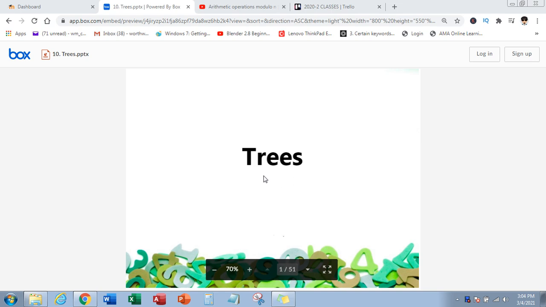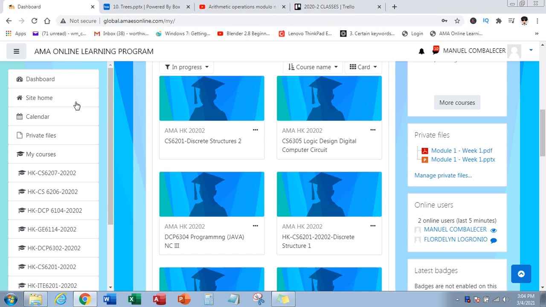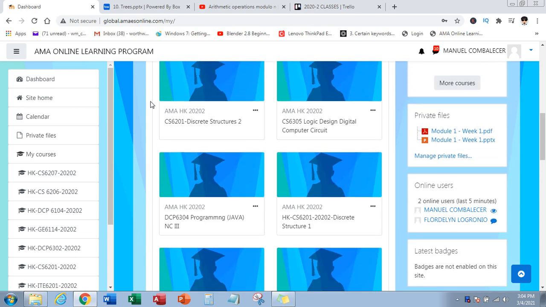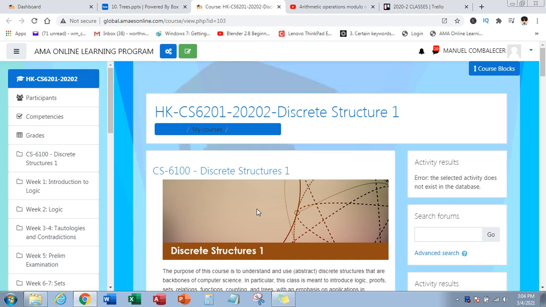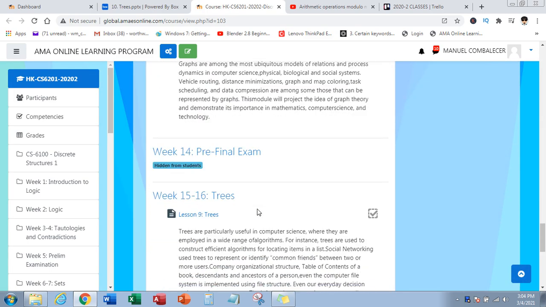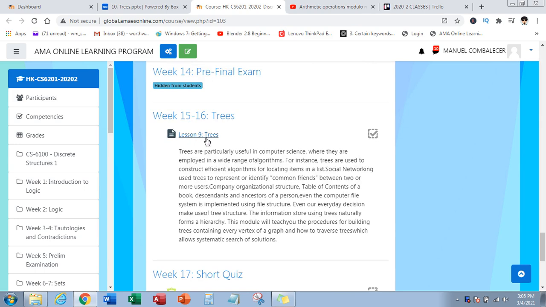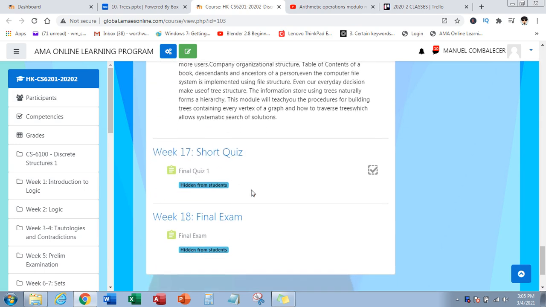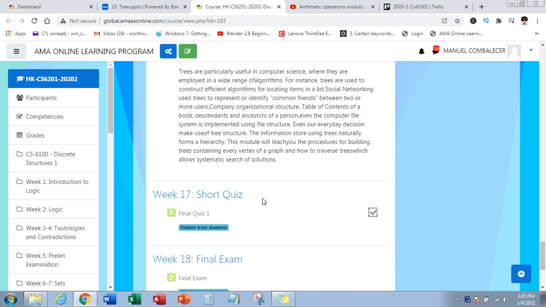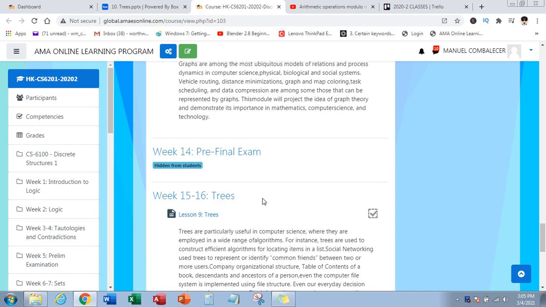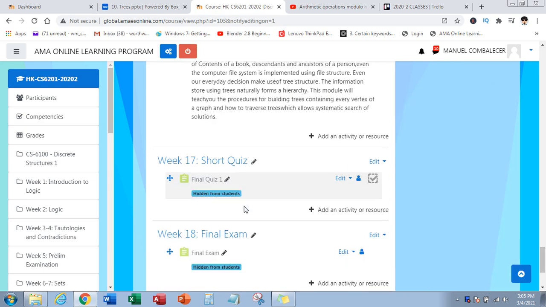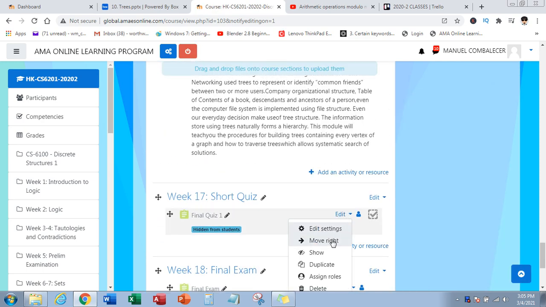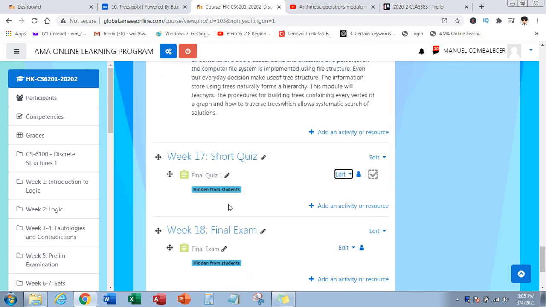Ito yung ating lesson 1 sa finals at ito na rin yung last topic natin, last lesson. If you notice, buksan natin itong ating module. Ito na lang yung lesson na natitira, no? Lesson 9, trees, and then after that you can take the quiz and the final exam, but we will have to wait for the final exam date. But the quiz, I will open now the quiz so that after this lesson anyone who is ready can take the quiz. So yan, naka-open na siya.